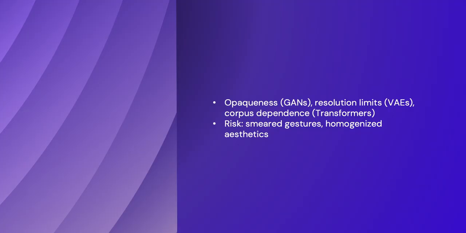Let's zoom in on deep generative models. GANs can produce striking mappings between images and sound textures, but the decision path is hard to inspect. And VAEs provide smooth latent spaces that are nice for interpolation, but they can blur details and reduce resolution.